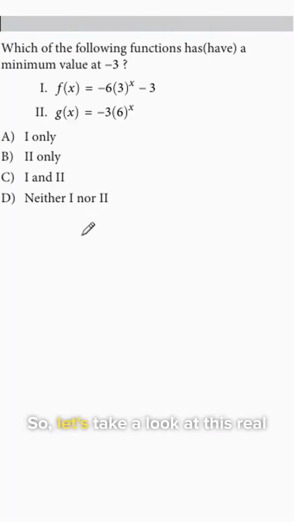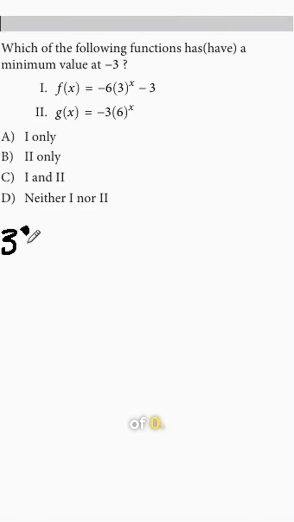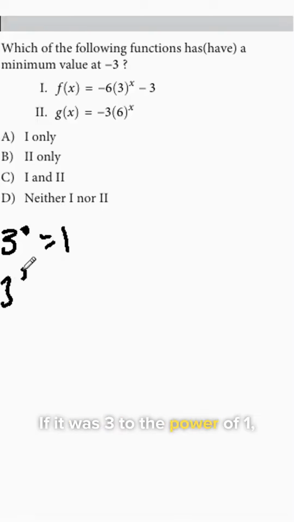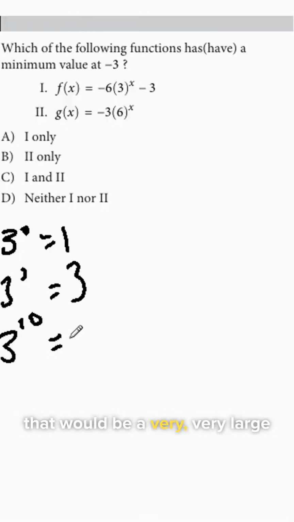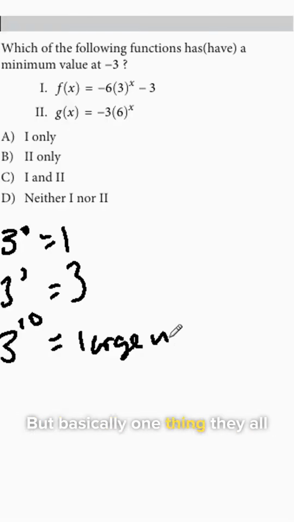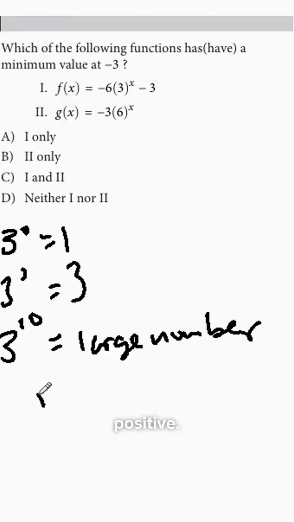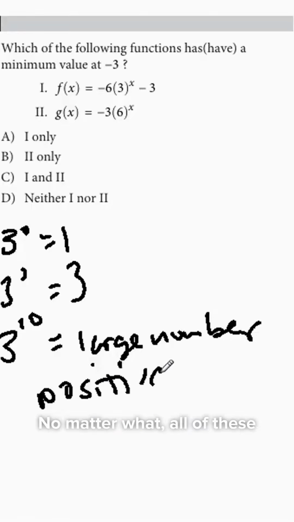Let's get started. So let's take a look at this real quickly here for both. Right now we have 3 times a value of x. Now we don't know what that is, but whatever it may be, if it was 3 to the power of 0, that would just be 1. If it was 3 to the power of 1, that would be 3. If it was 3 to the power of 10, that would be a very, very large number. But one thing they all have in common is they're all positive. No matter what, all of these are positive.